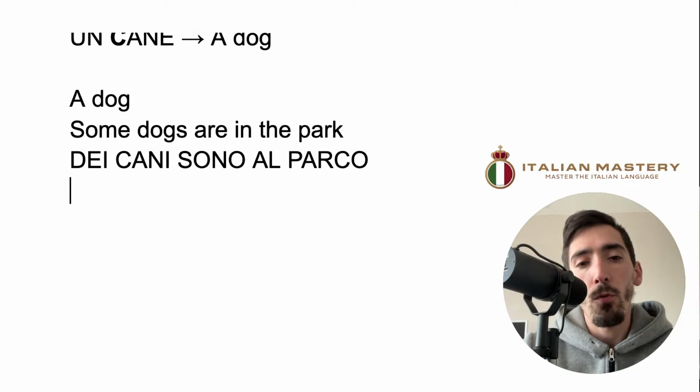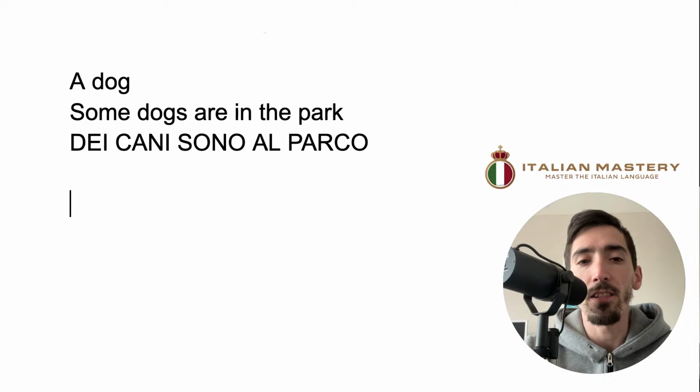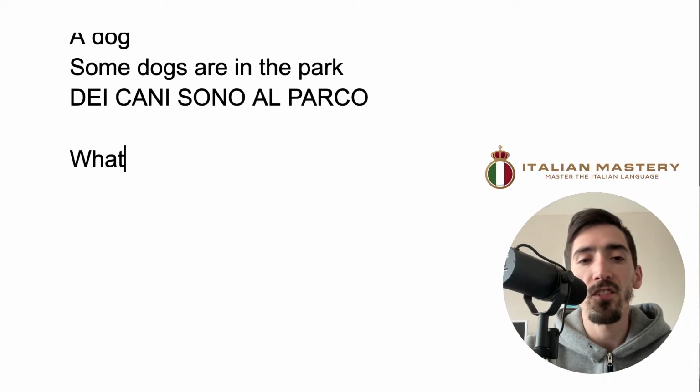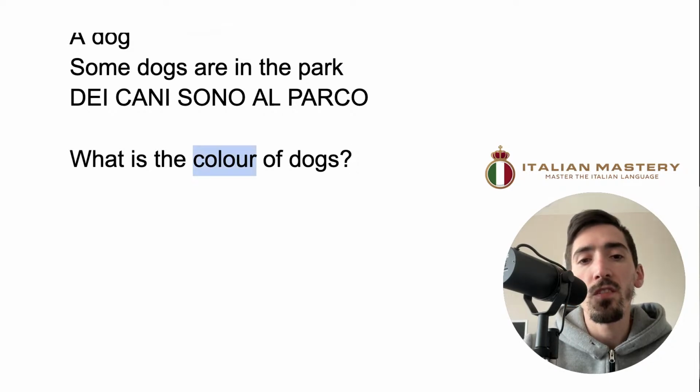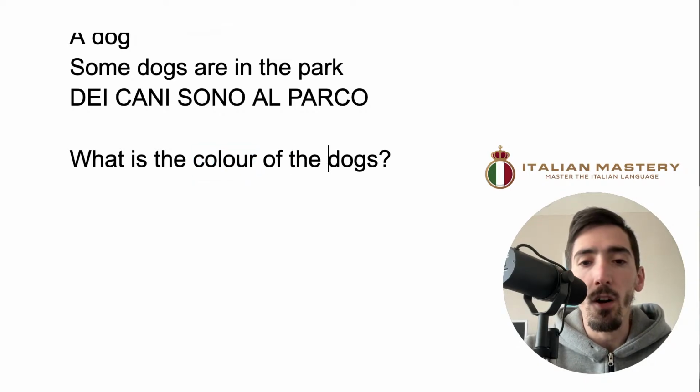Right. So the problem is, what if I wanted to translate this other sentence in Italian? What is the color of the dogs? What is the color of dogs in general? Or what is the average weight of dogs? The key here is "of the dogs."